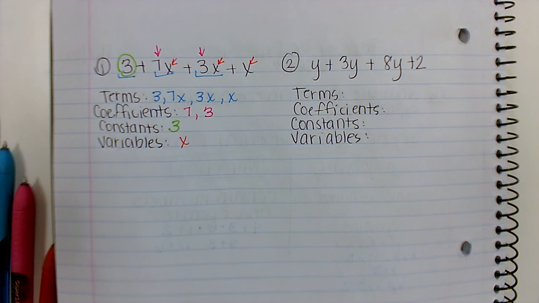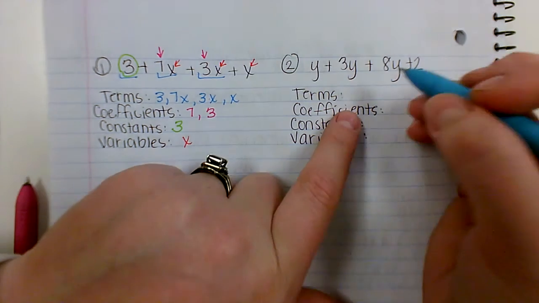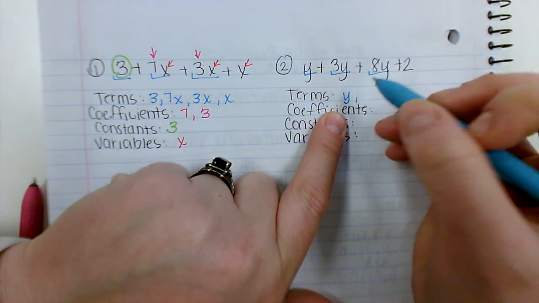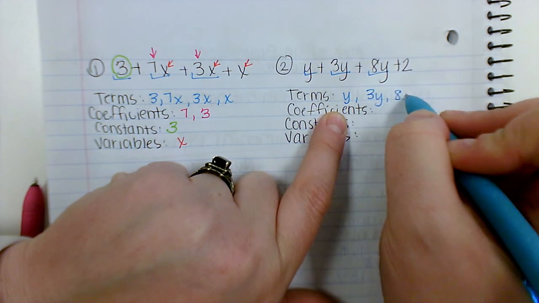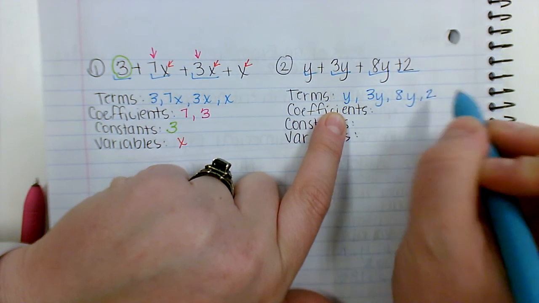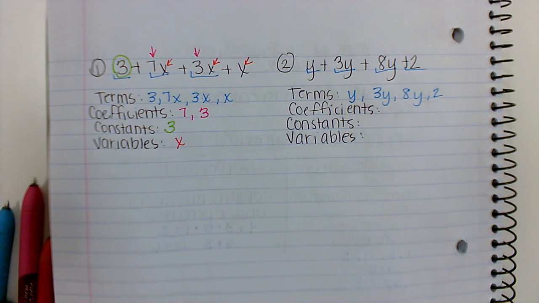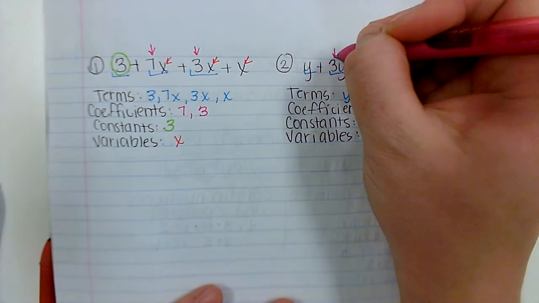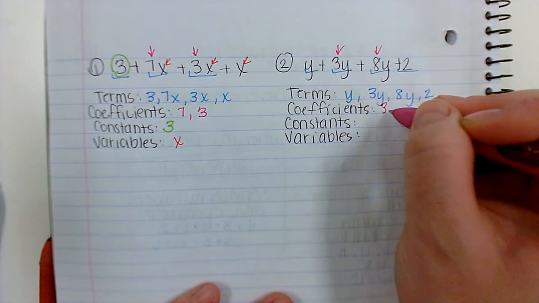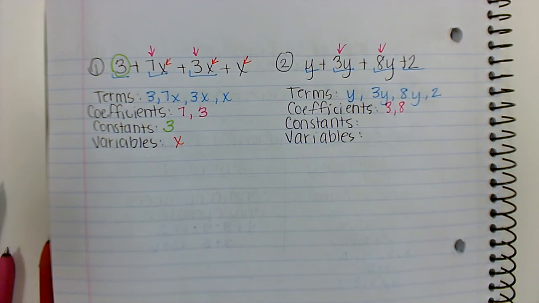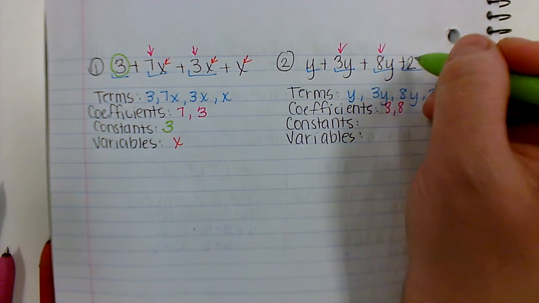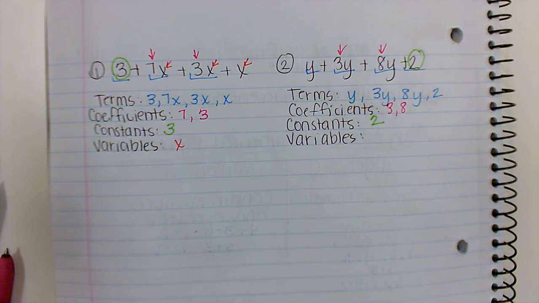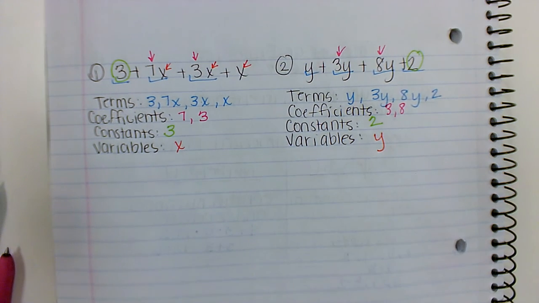Alright, let's look at the second one. Terms. Y, 3y, 8y, and 2. Coefficients. I have 3 and 8. Constant. And the variable should be pretty easy. It is y.